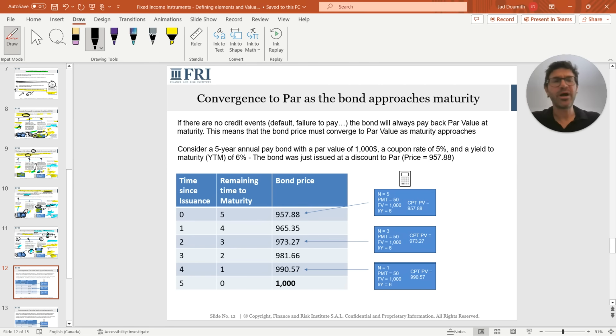So I spoke about the bond converging to par as maturity approaches. Think about it this way. This is the maturity of the bond, and the bond was issued at par. This is par, guys. Right?